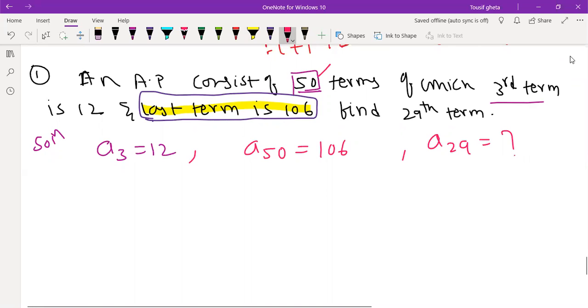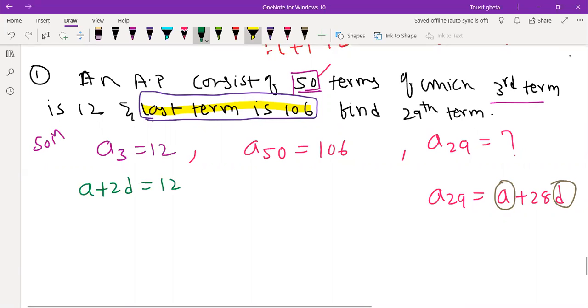To find the 29th term, A29 is equal to A plus 28D. So for that you need A and you need D. You can find A and D by using A3 and A50, by using the linear equation method or substitution method. A3 is A plus 2D is equal to 12. Any doubt why I wrote A plus 2D? Because here 3 is the term number, so 3 minus 1, 2 will come.